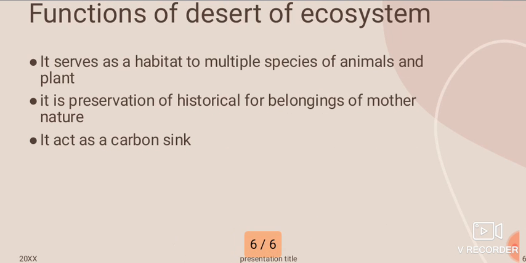Last part, we have the functions of the desert. So the function of the desert is that it serves as a habitat to multiple species of animals and plants. So in desert, we have some species of animals and plants for which the desert acts like a habitat.